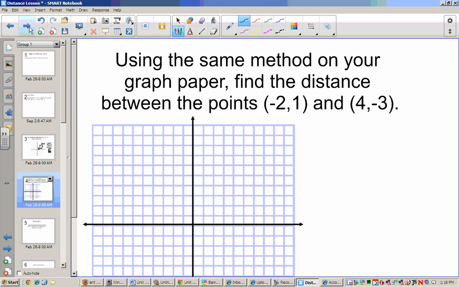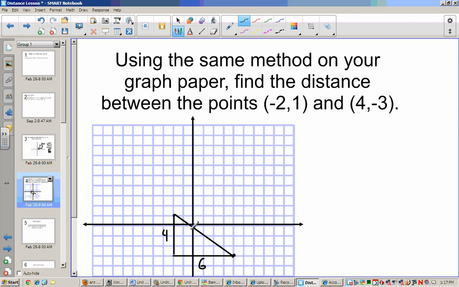All right, let's try another one. Using the same method, and if you understand this, try to do this on your own. Pause the video. If I go 2 to the left and 1 up, and 4 to the right and 3 down, let's find the distance between these 2 points. Well, in order to do this, we need the vertical distance and the horizontal distance. So this vertical distance is 1, 2, 3, 4. The horizontal distance is 2 plus 4, which is 6.